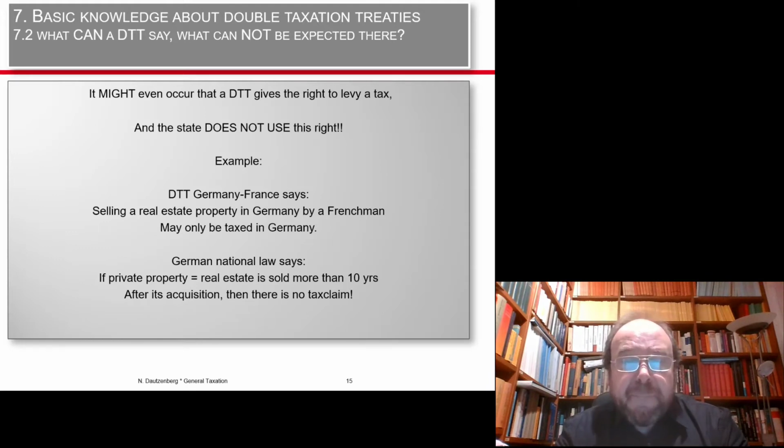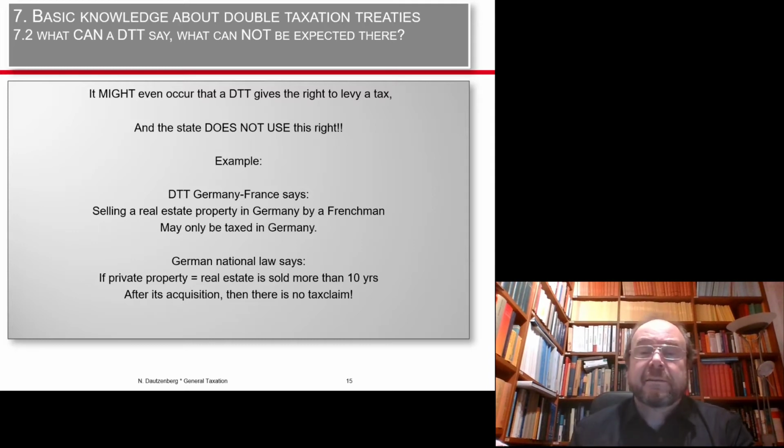And now imagine the double taxation treaty Germany-France says, if a French person sells a real estate property in Germany, that may only be taxed by Germany. Then we have a clear result. German law applies and only German law. Now, German law, you open it up, look into it, and say, okay, how long has that property been owned? Owner says 23 years. German tax officer says, okay, forget it. There is no tax claim here. We could tax, but we don't. That can also happen.